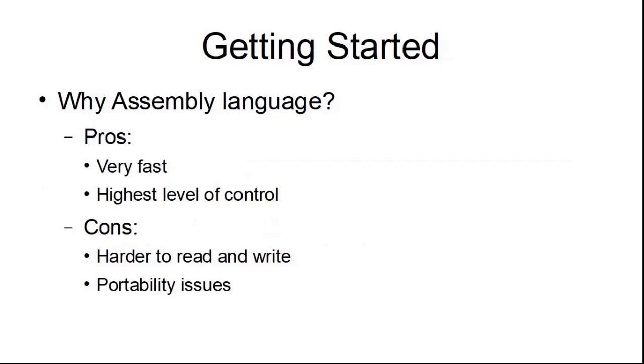However, there are some drawbacks to programming assembly language for the Commodore 64. One such drawback is that it's harder to read and write assembly language. In fact, just by looking at a bunch of code written in assembly language, sometimes it's complicated and gets confusing in terms of figuring out what a certain routine does or what the program does as a whole. Another drawback is portability issues.